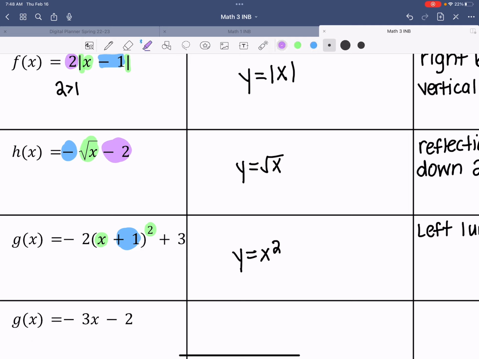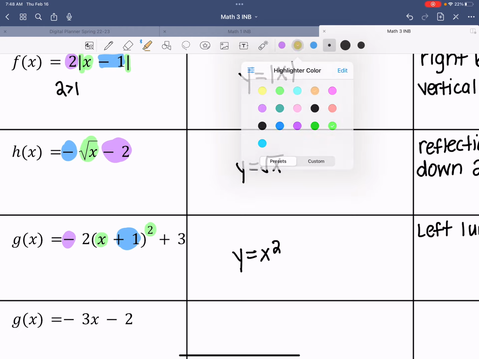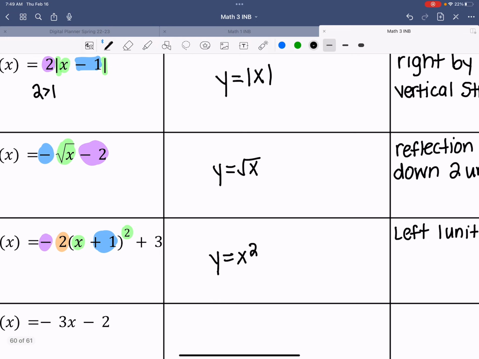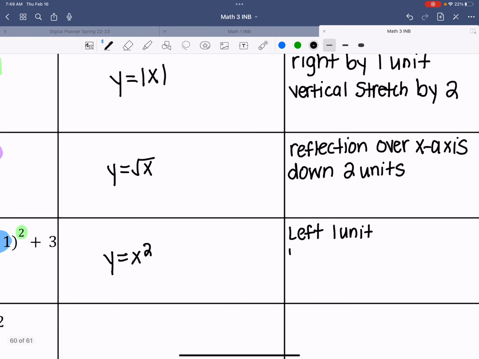So we did the inside. Now we're going to do the front. Now the front, it doesn't matter which one you do first. However, you need to do them separately. So we're going to do the negative and the 2 separately. So the negative is going to be a reflection over the x-axis because it's in front of the function.